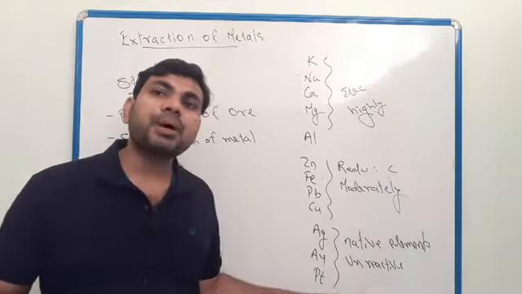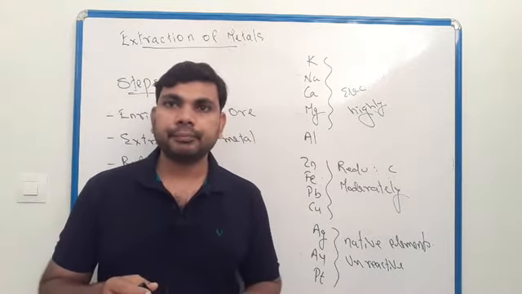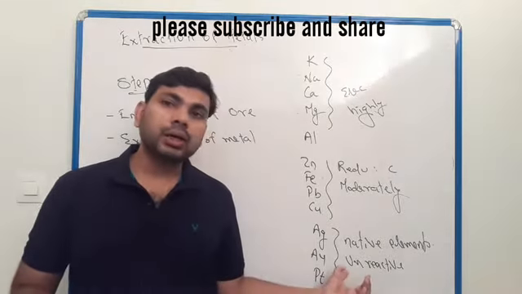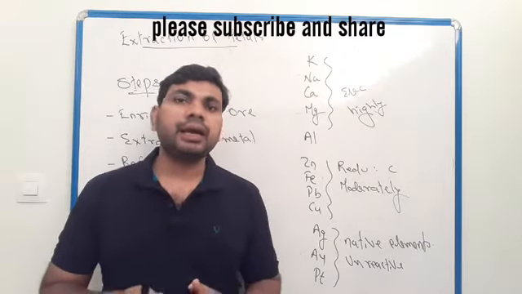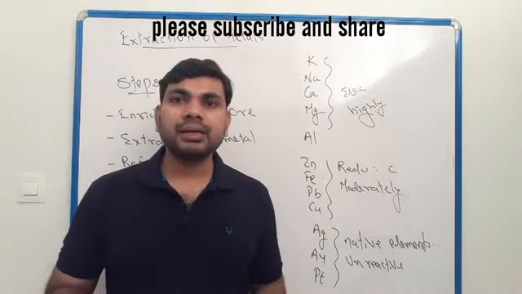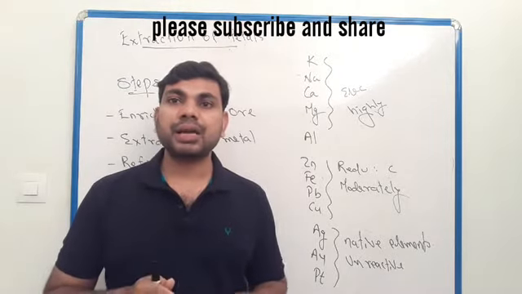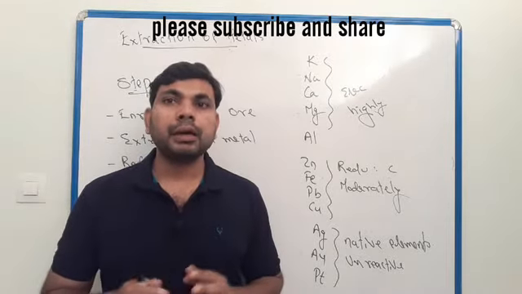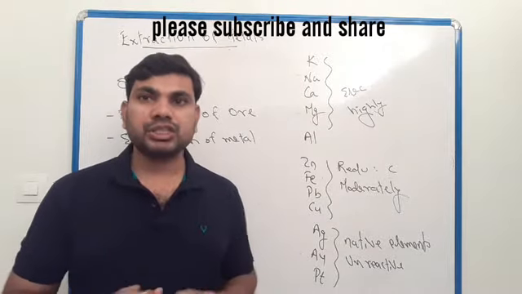Metals on the bottom part of the reactivity series are highly unreactive. They are very less reactive metals. Examples: silver, gold, platinum. These metals are obtained in native form. Silver, gold, platinum are obtained in nature in the pure form. That's why these metals are called native metals.